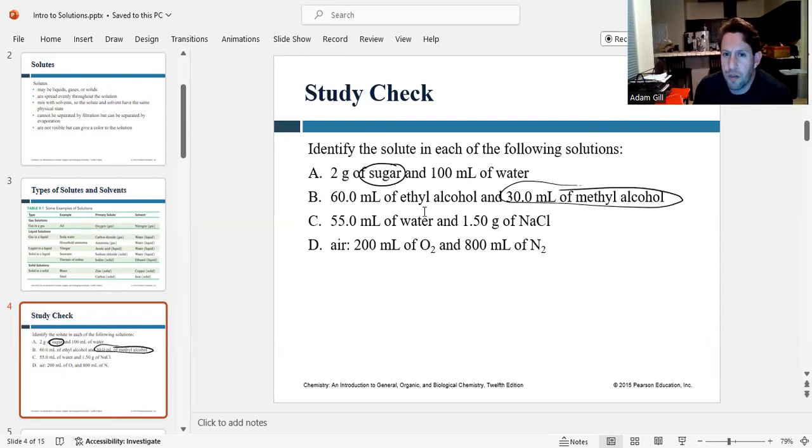55 milliliters of water and 1.5 grams of sodium chloride. Well, definitely the sodium chloride is being dissolved in the water. And air, if you have 200 milliliters of oxygen and 800 milliliters of nitrogen, because there's less oxygen, that's going to be the solute. So once again, solute is whatever there's less of.